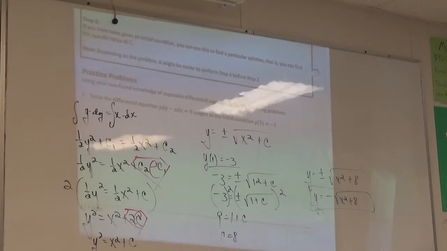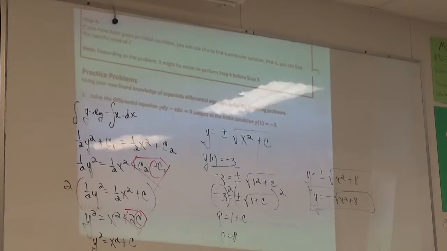The only thing that's different is the way that I chose to write it. Right, you're going to pick the negative version because when you plug in 1, you need to get negative 3. It comes down to the initial condition. You need to pick the version of the answer that gives you negative 3.